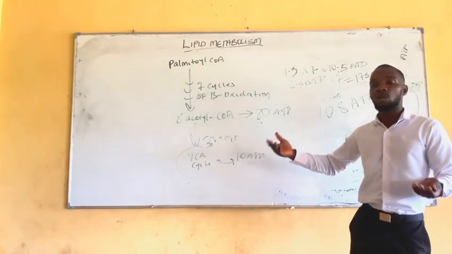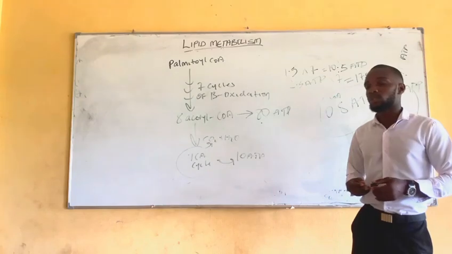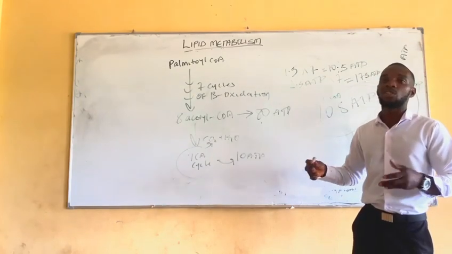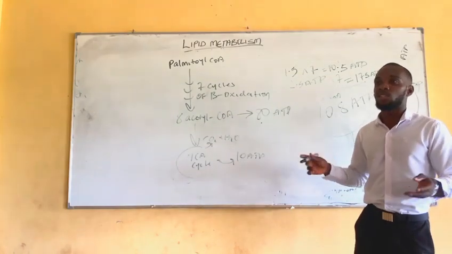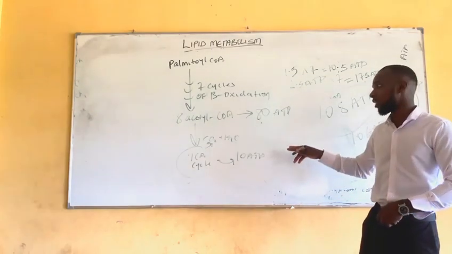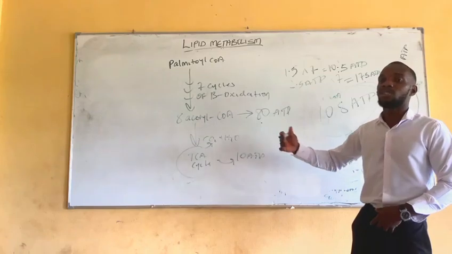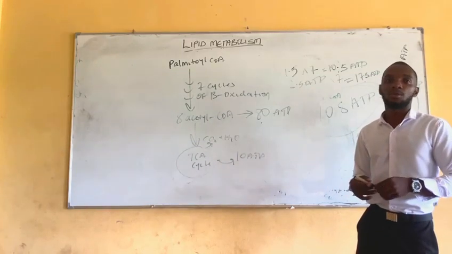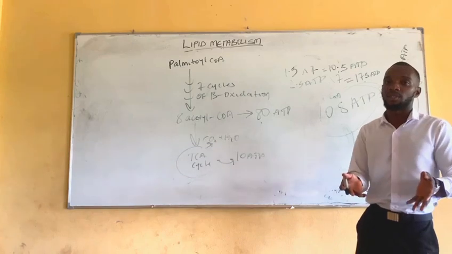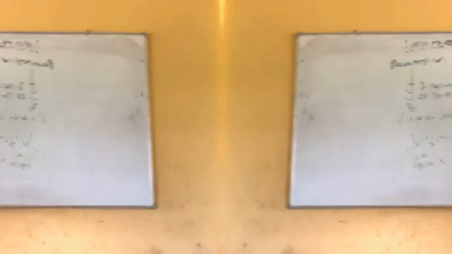We can also talk about the disorders of this oxidation. We can talk about ketogenesis. Remember when I told you that acetyl-CoA has 2 fates, where it can enter the citric acid cycle, but it can also form ketone bodies in the liver. Understand? So all this will come in a subsequent video.